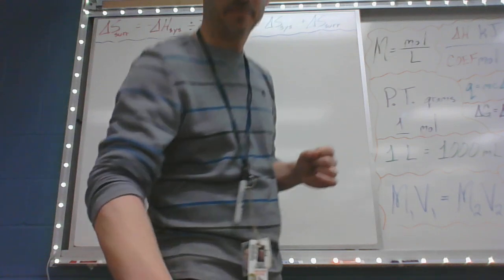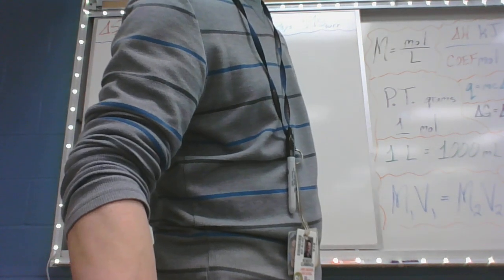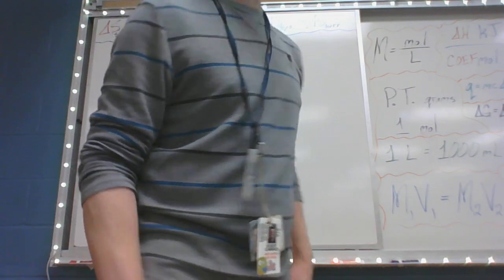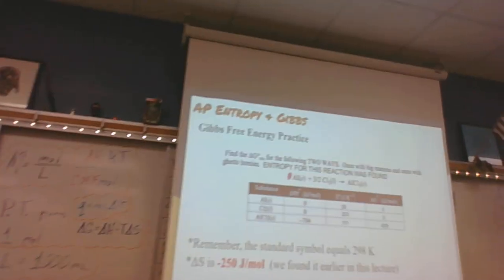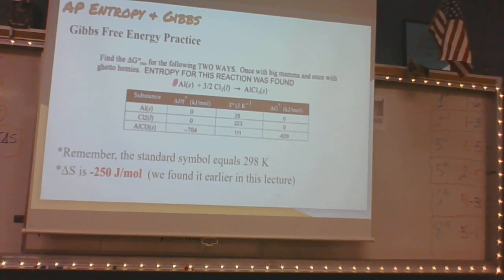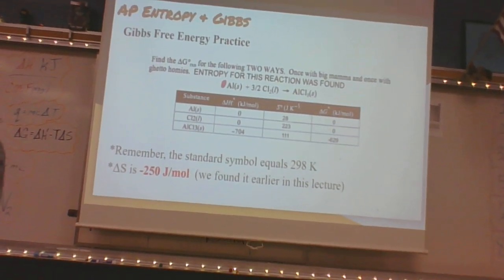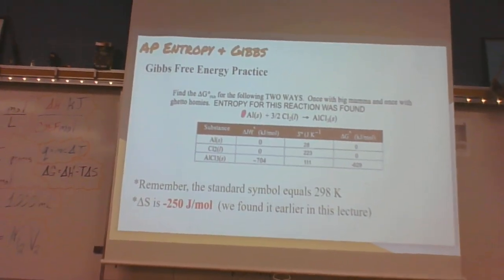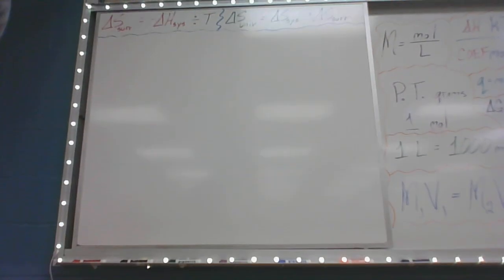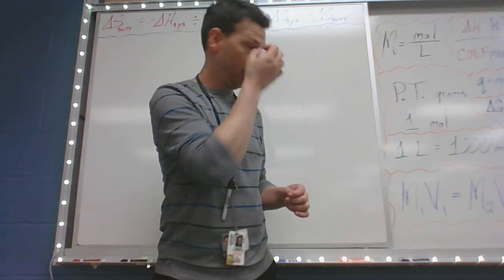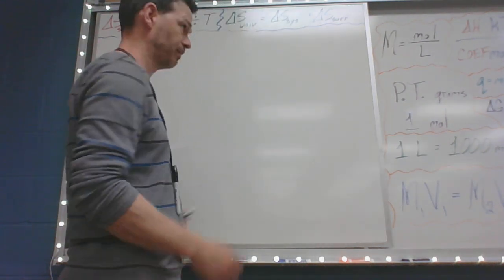Let's get a homie ones. This problem asks us to find delta G. All right, so we're going to Gibbs. Remember, if everything is standard, you can use Big Mama, and actually all this data is standard. We could use Big Mama here, but we want to practice ghetto homies, but you'd get the exact same answer. Anyway, let's look at our variables of ghetto homie and get them all plugged in.